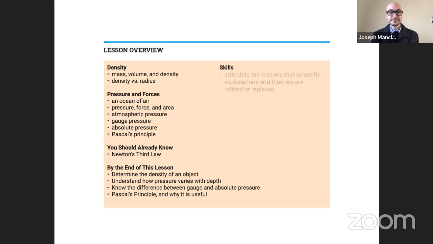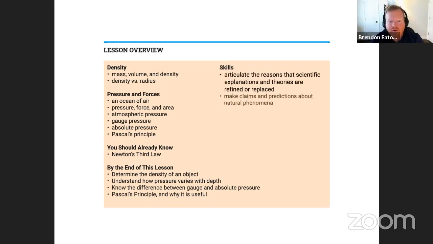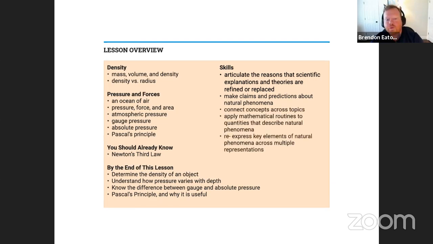All right, skills that we're going to address today are articulating reasons that scientific explanations and theories are refined or replaced, make claims and predictions about natural phenomena, connect concepts across topics, apply mathematical routines to quantities that describe natural phenomena, and re-express key elements of natural phenomena across multiple representations.